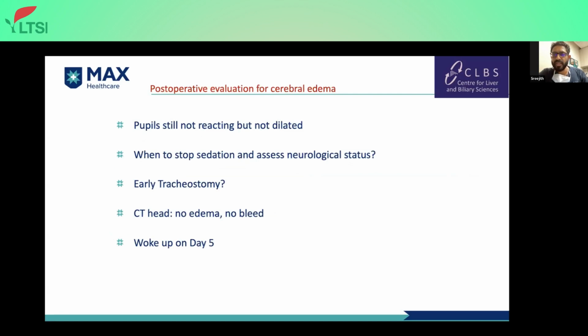On postoperative day 1, the pupil was still not reacting, though not dilated. So what would be the approach in this case? Stop sedation. It's just post-op day 1, just completing 24 hours of the post-op period. When do you stop sedation to assess neurological status? Or when do you consider early tracheostomy?